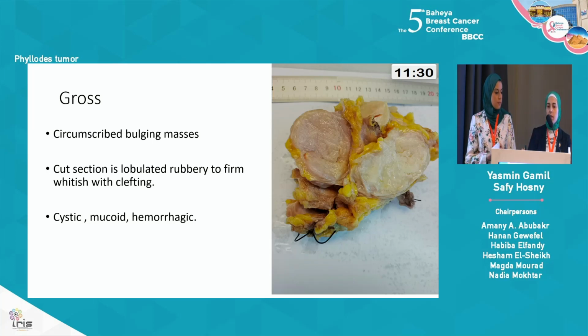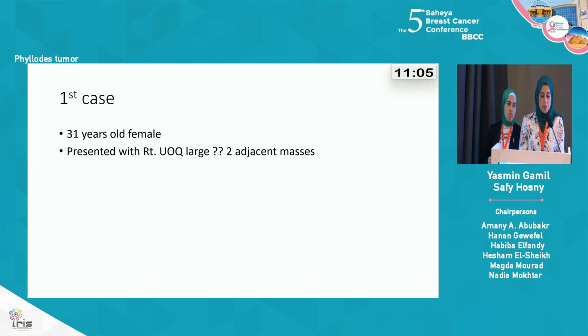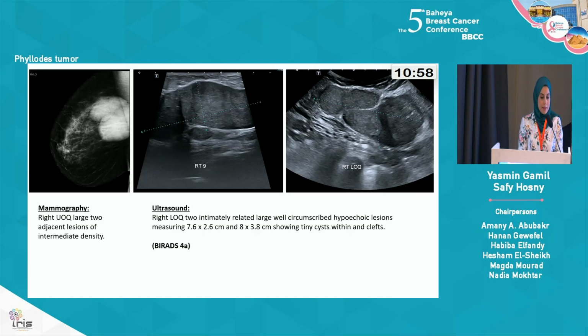Grossly, they are usually circumscribed masses. Cut section is lobulated, rubbery, and cystic, and mucoid and hemorrhagic changes are usually seen. And this is one of our cases for Phyllodes tumor. It seems to be small, but it proved to be a borderline case. Our first case is a female, 31 years old. She presented with a large right upper outer quadrant mass, actually 2 adjacent palpable masses.